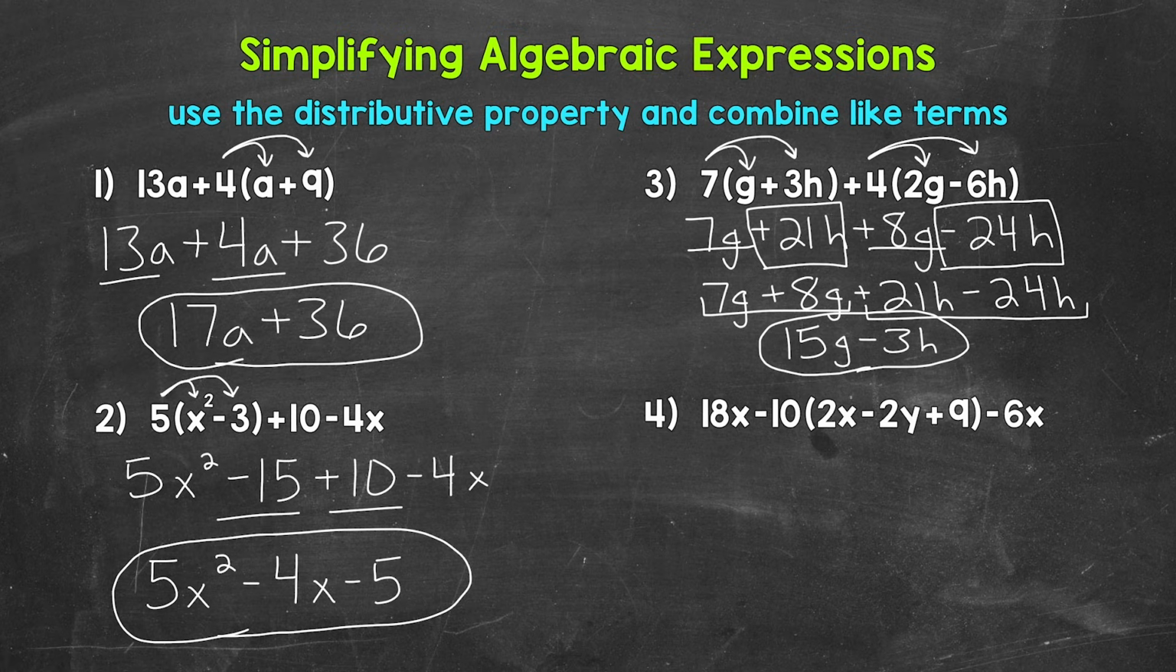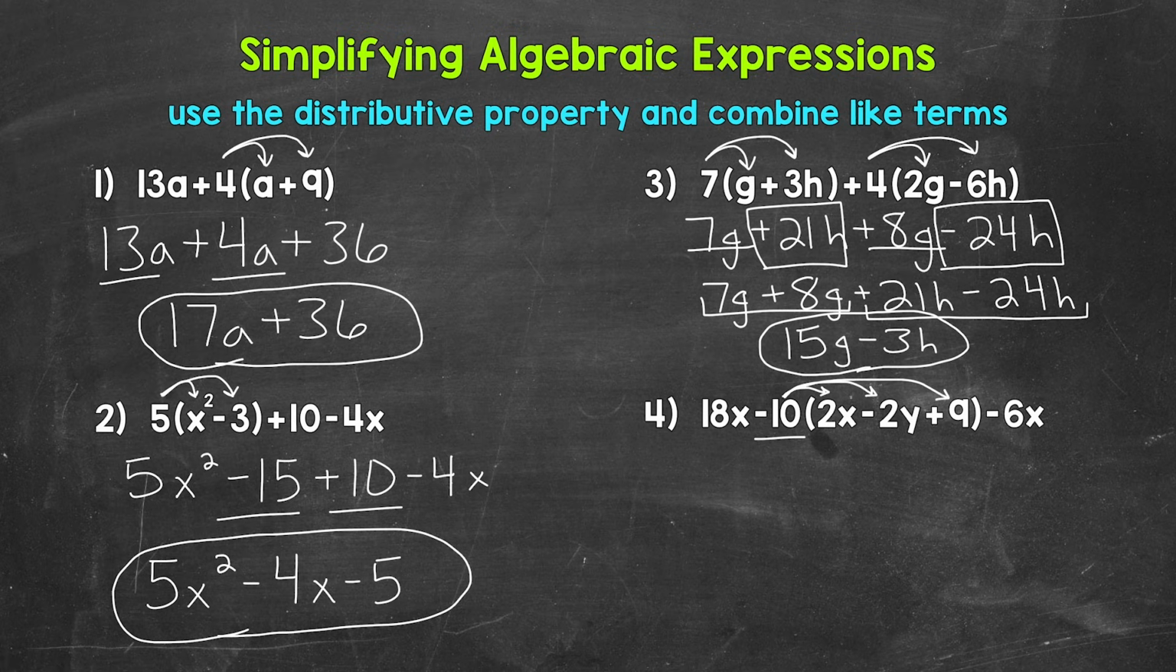Lastly, let's move on to number 4, where we have 18x minus 10, and then in parentheses, 2x minus 2y plus 9, and parentheses, minus 6x. Let's start by using the distributive property to remove the parentheses. We're going to distribute negative 10. We take the sign that's in front, so this is negative 10. We need to distribute to the 2x, to the negative 2y, and to the 9.